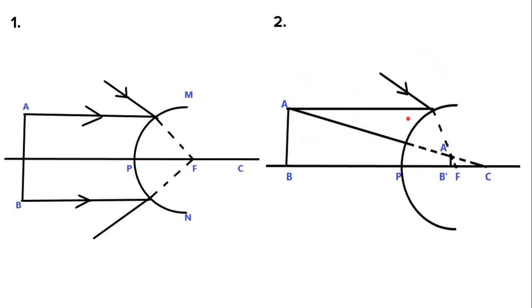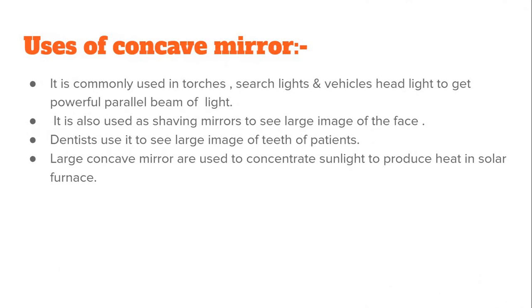And in the second case, the object is between infinity and pole, and the image will form between pole and focus. Here this is the image A dash B dash, and it will be highly diminished, virtual and erect. So our ray diagrams are done. Let's move to the uses of convex and concave mirror.